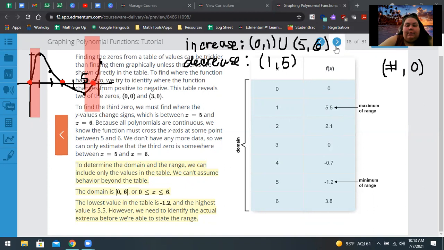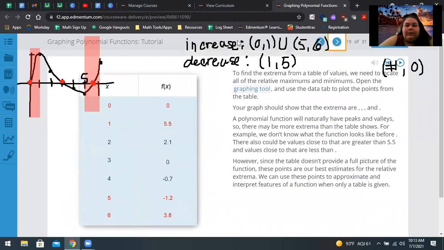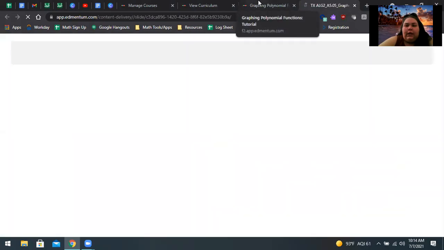Let's go ahead and move into slide 19. It says to find the extrema from the table of values, we need to locate all of the relative maximums and minimums. Open the graphing tool and use the data tab to plot the points from the table. So we're going to go ahead and open up this graphing tool.